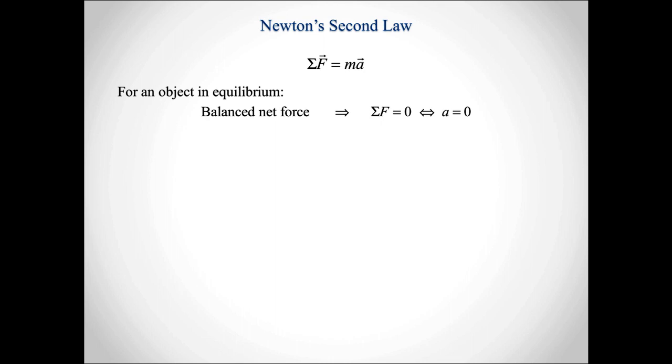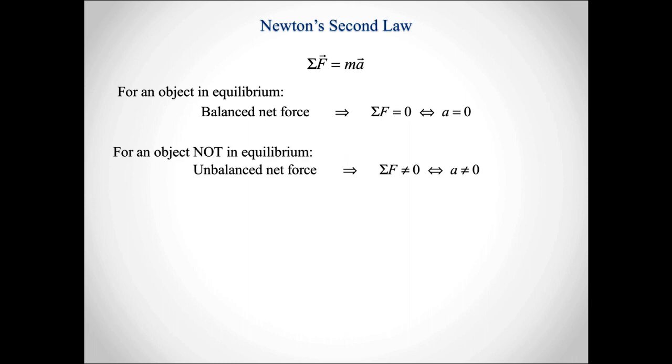Well, for starters, it says that if an object is in equilibrium, so being in equilibrium means that when you add up all your forces as vectors, they cancel out. So you have a balanced net force. So the magnitude of your net force is 0, which means the acceleration is 0. Which is why in equilibrium, we said that objects remain at rest or continue to move in a straight line at a constant speed.